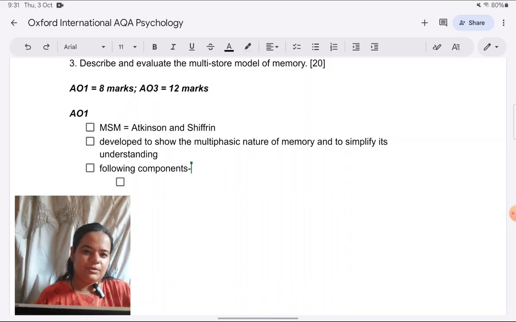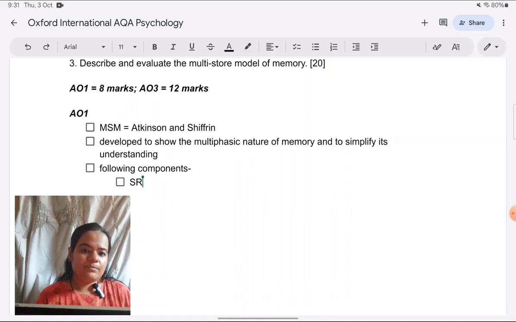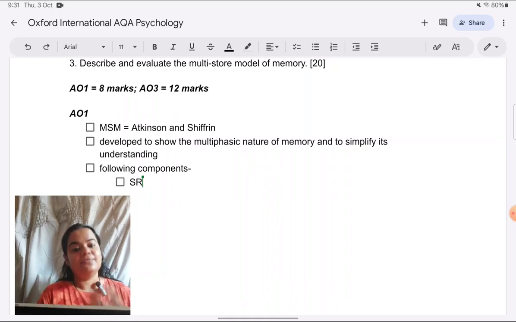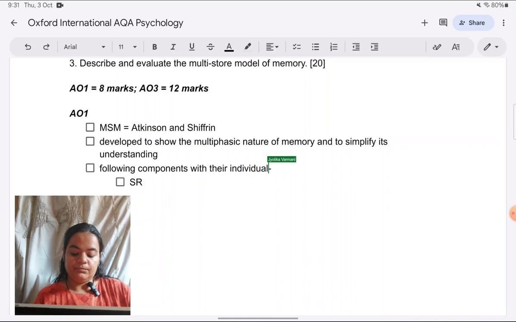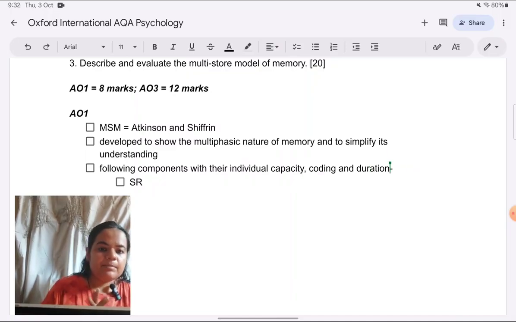Okay, now quickly to go through the components, you know them. Sensory register. Each component has its unique capacity and duration, and of course coding. So that is how each component is segregated from each other. So in fact, we can mention the following components with their individual storage, capacity, coding, and duration of holding information.